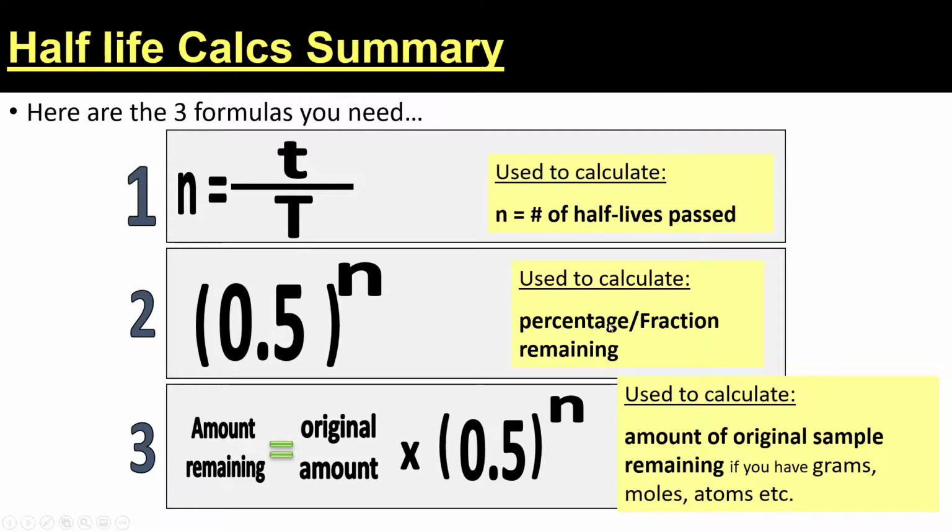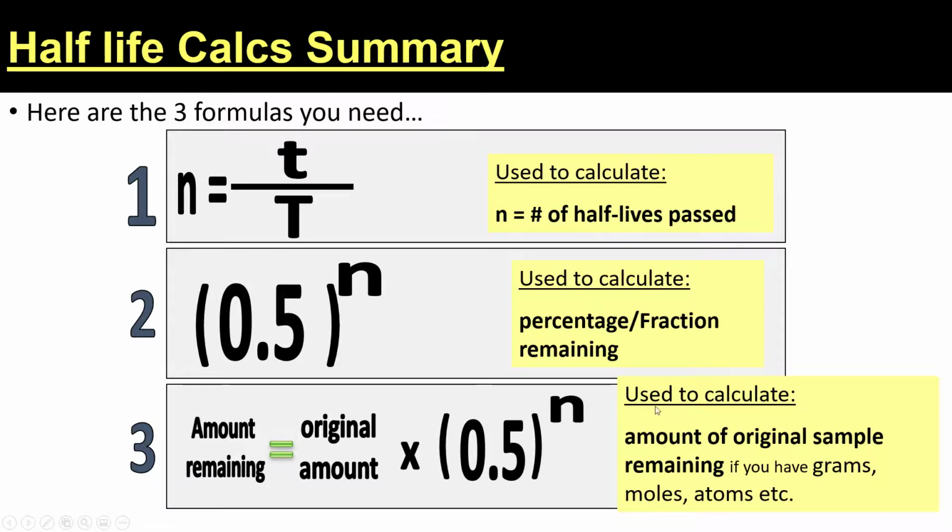When you want to calculate your percentage or your fraction that's remaining, you will take 0.5 to the nth power. The n is the number of half-lives that pass, so you can actually enter this in your calculator as a decimal if you really needed to. If it was like, let's say, 2.8 half-lives that passed instead of 3.